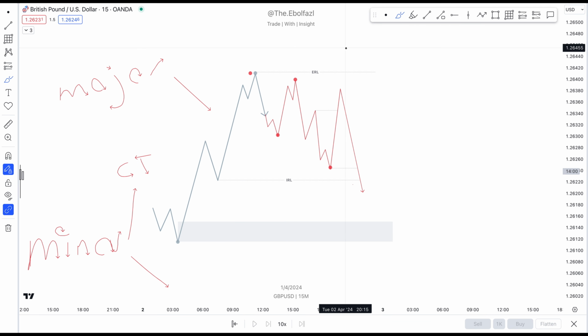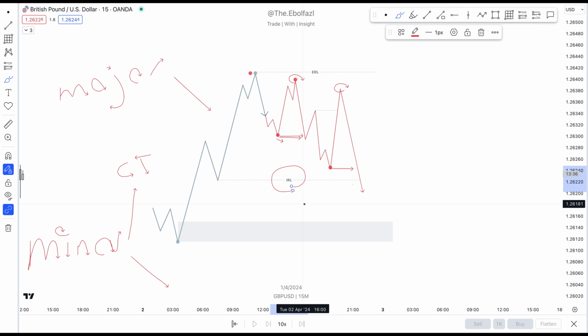Now for the target, if you are looking for this sell, I personally recommend you target the external range liquidity of the minor counter trend range. For example, if you sell here, target this minor counter trend external range liquidity. If you sell here, target the minor, let's say, counter trend external range liquidity. Or you can target the internal range liquidity, but by targeting the internal range liquidity, the chance of break even is going to be too much because price can start to reverse here.